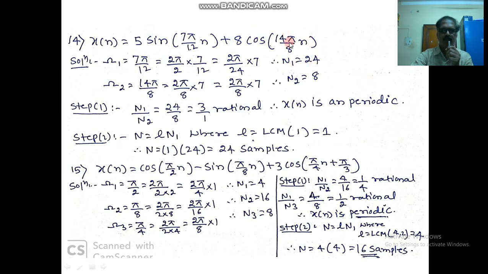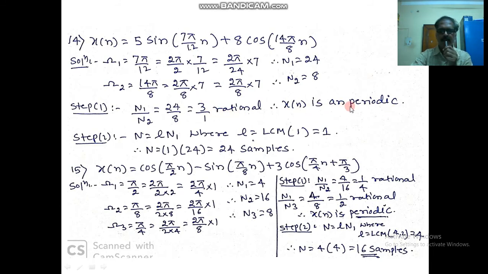This is x2 of n. Here Ω2 equals 14π divided by 8. Express this Ω value in the form of 2π by N into K. Here the N value is 8, hence N2 equals 8 samples. Now go for step 1 to check whether the given signal is periodic or aperiodic. For that you use the ratio N1 by N2, 24 by 8. Simplify and you get 3 by 1, a ratio of integers, hence it is rational. Therefore x of n is periodic.